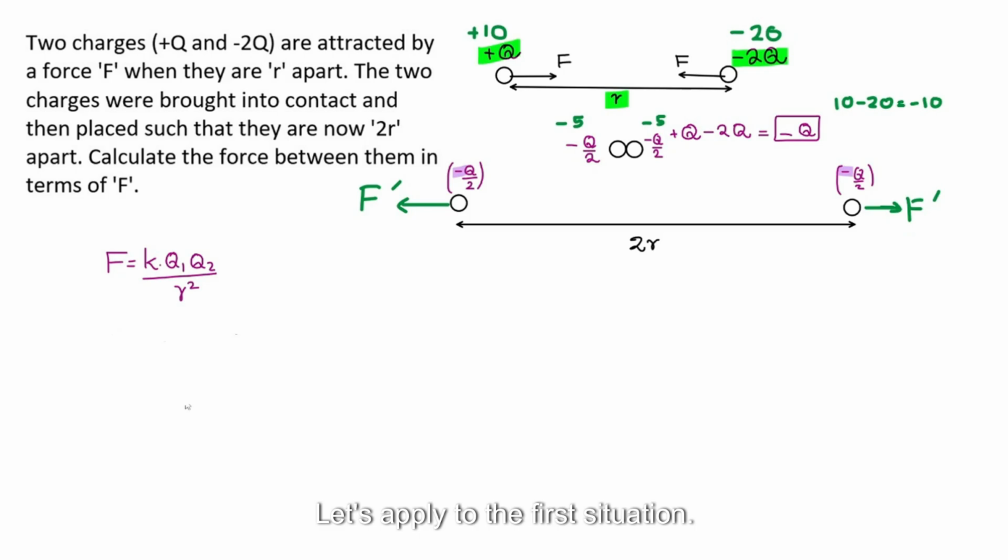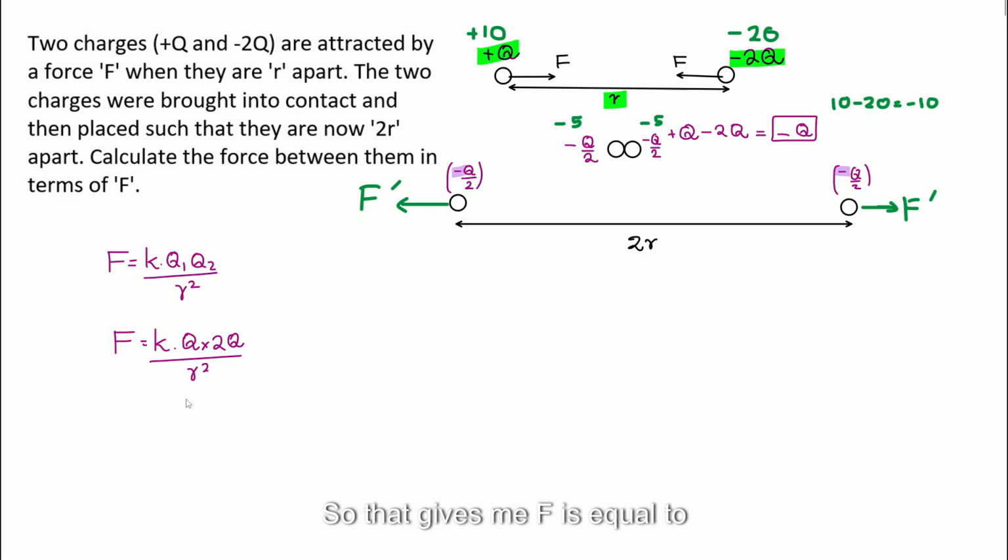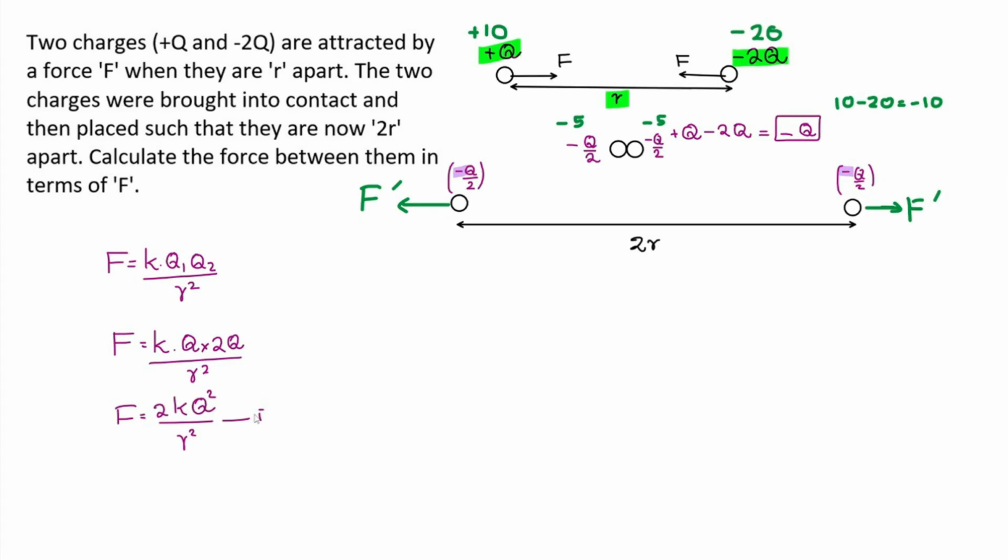Let's apply it to the first situation. F is the force, K is the constant, and the charges: one charge is Q, the other one is 2Q. Now we don't need to worry about the sign here because we already looked into the sign and decided on that. So Q times 2Q divided by the gap, which is r, so r squared. That gives me F is equal to 2KQ squared over r squared. Let's call this equation 1.